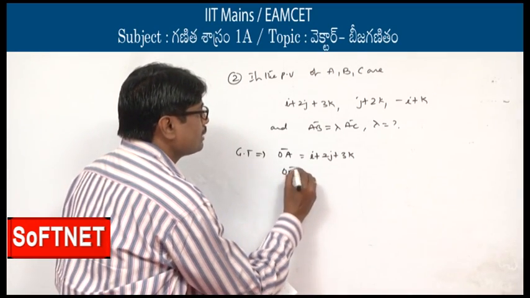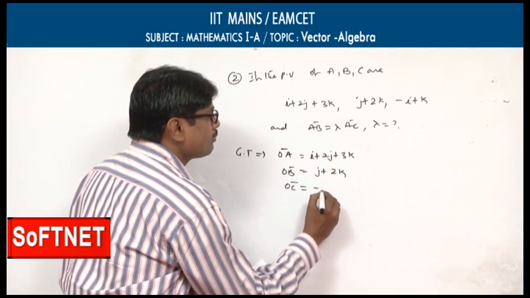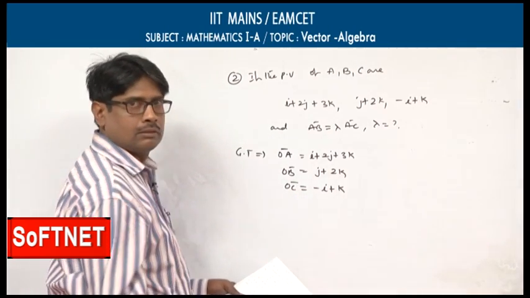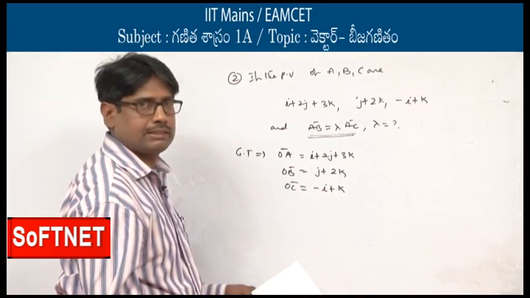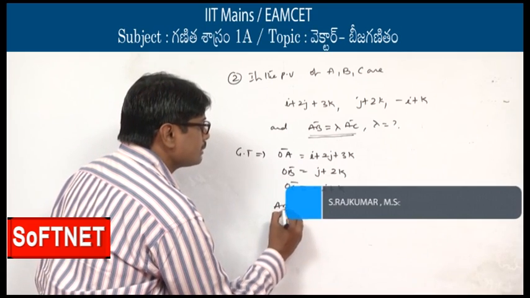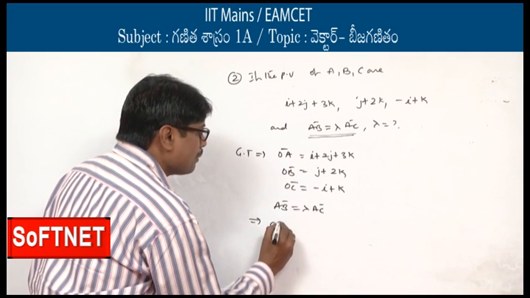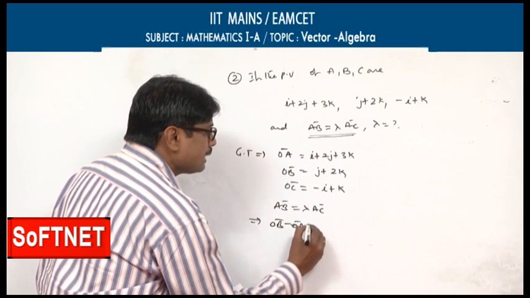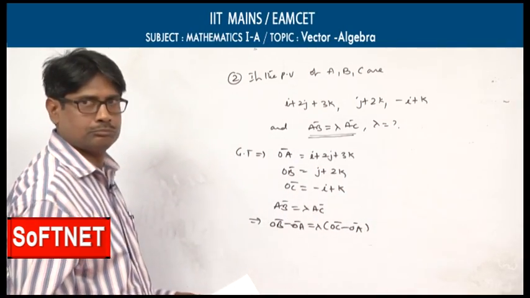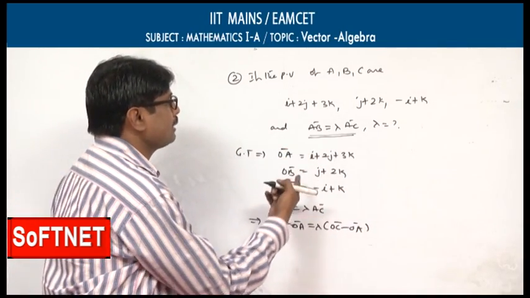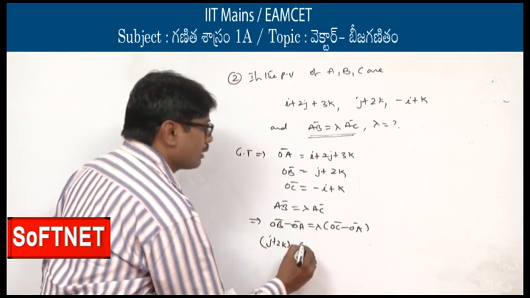OB bar is equal to J bar plus 2K bar. OC bar is equal to minus I bar plus K bar, and it satisfies the relation AB is equal to lambda times AC. Substituting AB bar is equal to lambda times AC bar, in the sense OB bar minus OA bar is equal to lambda times OC bar minus OA bar. Tell me the lambda value.